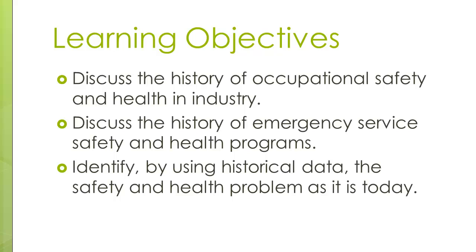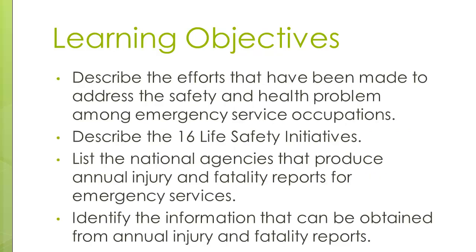The learning objectives for Chapter 1: discuss the history of occupational safety and health in the fire industry, discuss the history of emergency services safety and health programs, identify by using historical data the safety and health program as it is today, describe the efforts that have been made to address the safety and health problem amongst emergency services occupations, describe the 16 life safety initiatives, list the national agencies that produce annual injury and fatality reports for emergency services, and identify the information that can be obtained from annual injury and fatality reports.